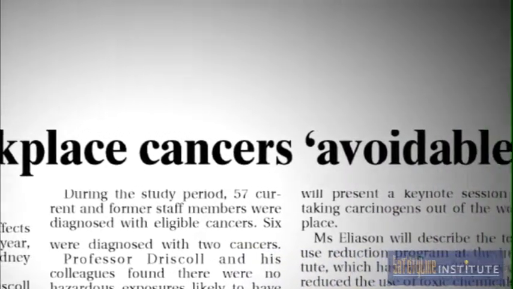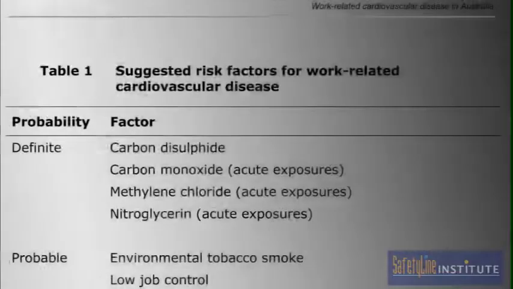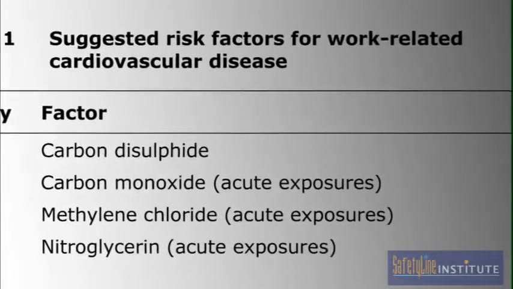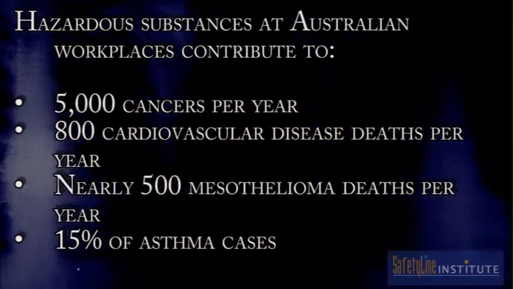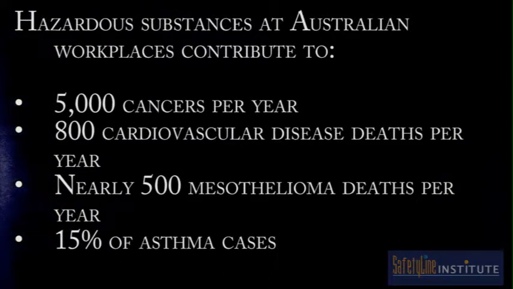Safe Work Australia estimates that, in Australia, 5,000 cancers each year are from occupational causes, including exposure to hazardous substances. 800 deaths each year are the result of cardiovascular disease caused by chemicals at work. In a recent year, nearly 500 mesothelioma deaths were caused by asbestos, and 15% of all asthma cases are caused by chemicals at work. Hazardous substances are a major workplace hazard.